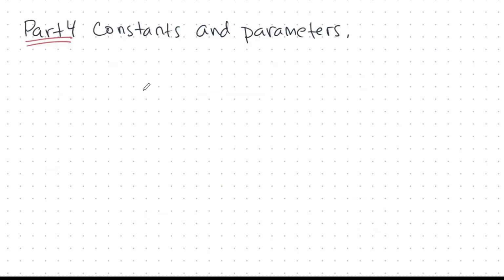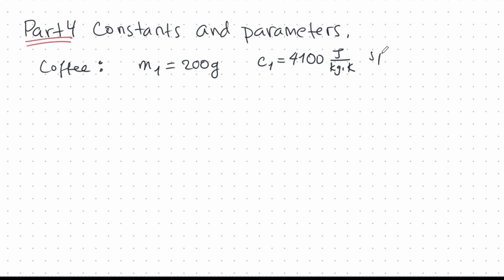In order to get some quantitative results, we have to decide on values for our constants and parameters. So let's say I'm going to take 200 grams to be the mass of my coffee. And my coffee specific heat, that's a little c1, I'll take that to be 4,100 joules per kilogram Kelvin. That's specific heat capacity.